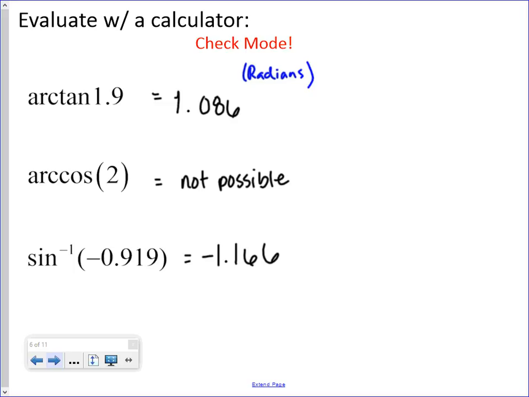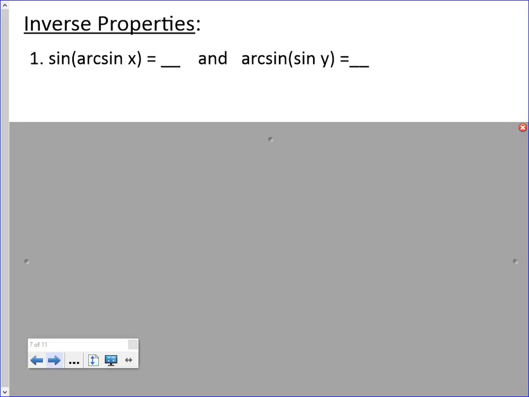Okay, next thing we want to talk about are the inverse properties for the inverse trig functions. And we do inverse properties, oh gosh, when do we do them in Algebra 2? With logarithms, I think? Yeah. Okay, there are inverse properties.